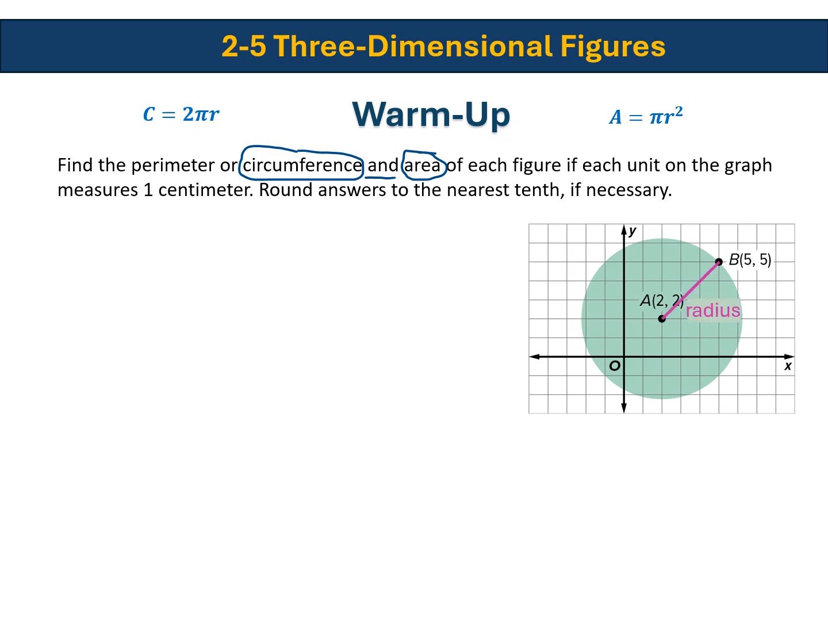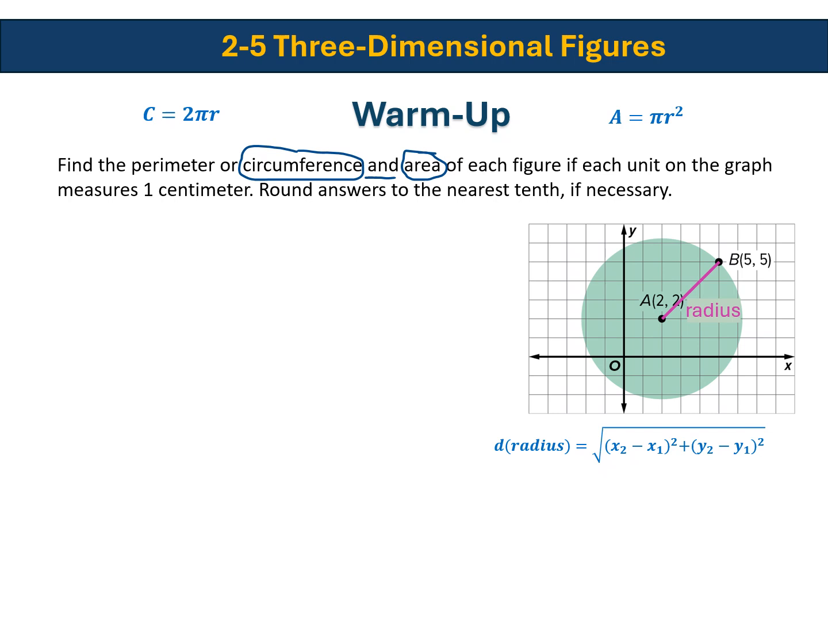As you can see, the radius is the length from A to B, A being the center of the circle and B being a point on the circle. Well, how do we find the distance between 2 points? Because that's going to give us the radius. We use the distance formula. That represents our radius. We substitute the known values in.